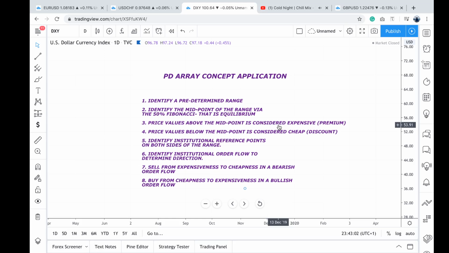And number 5, you identify institutional reference points on both sides of the range. So you identify the bearish institutional reference point on the premium side of the range. You also identify the bullish institutional reference point on the discounted side of the range. Then number 6, you identify institutional order flow to determine direction.